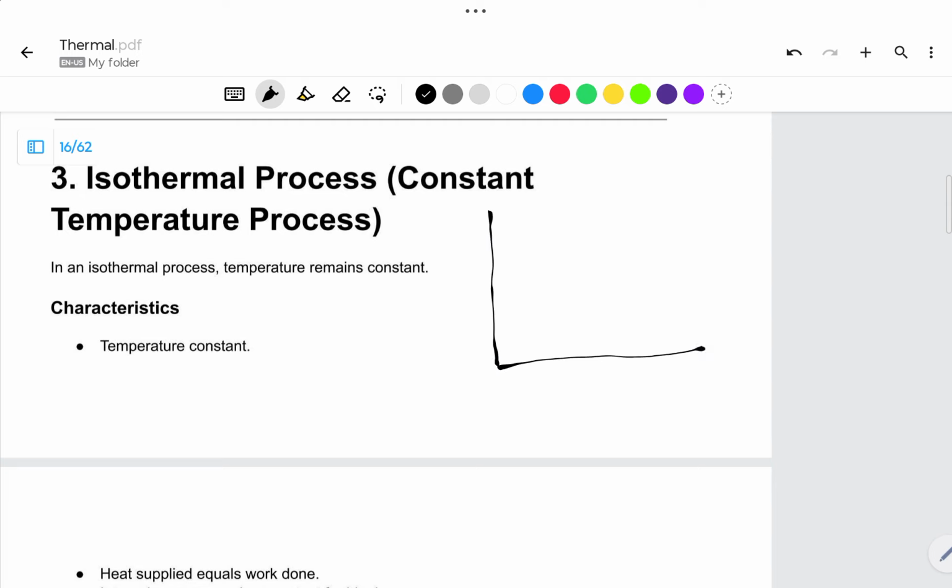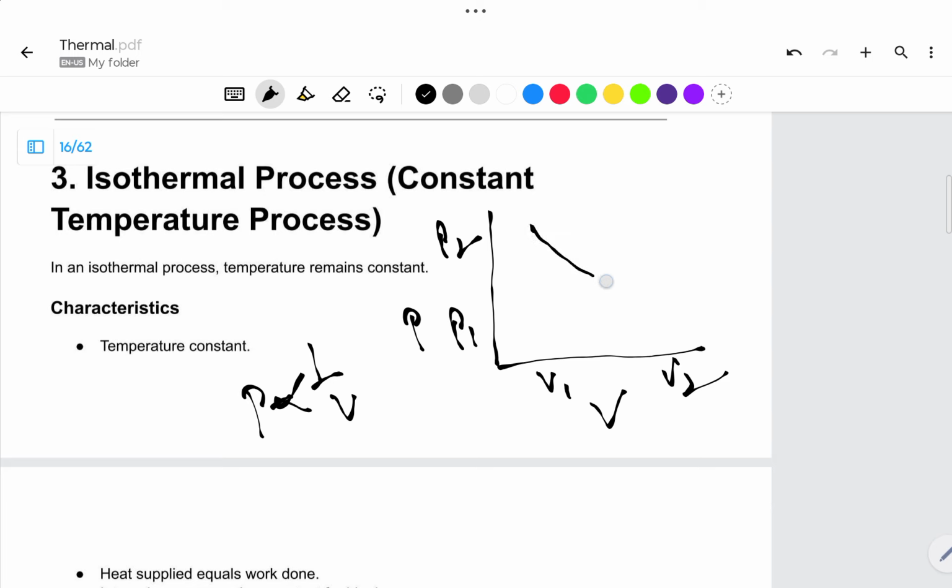So if I draw the pressure and volume graph, initially V1 and V2 will be there, and pressure P1 and P2 will be there. But pressure and volume have an inverse relation. Pressure is inversely proportional to the volume. So that's why the graph will be like this, because as the pressure decreases, volume increases, and as volume increases, pressure decreases.